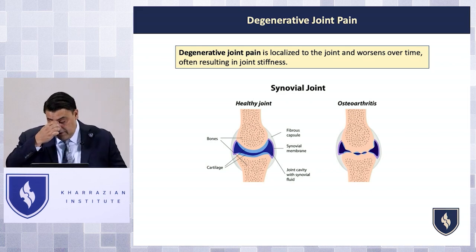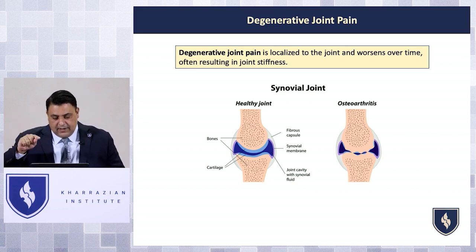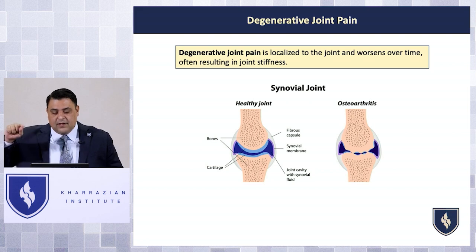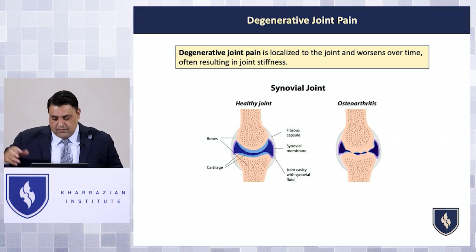So this is still linear. Injury to chondrocyte, pain. Injury to chondrocyte, pain. Injury to chondrocyte, pain, right? So it's not like the joints heal and they continue to feel pain.